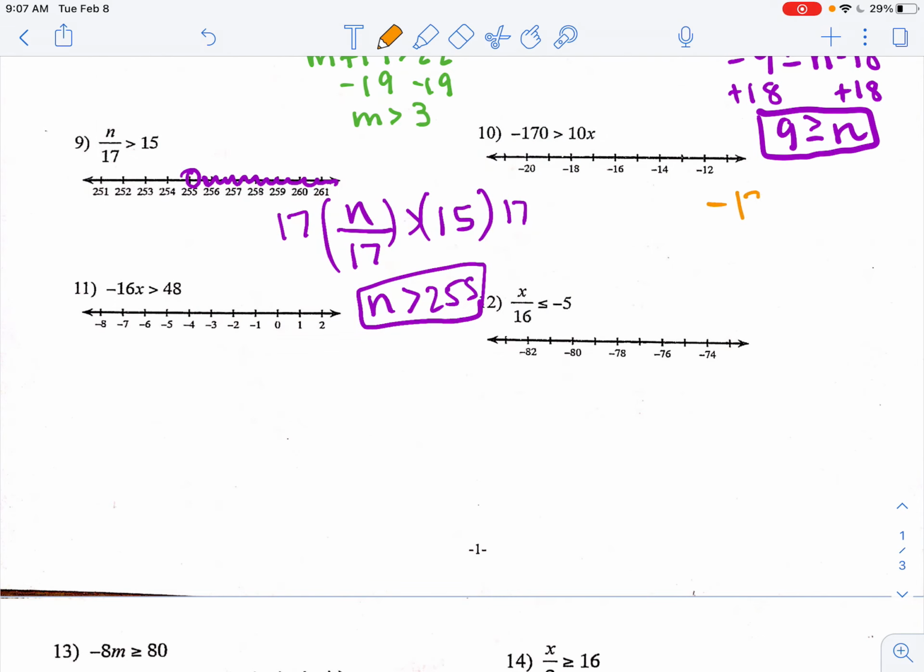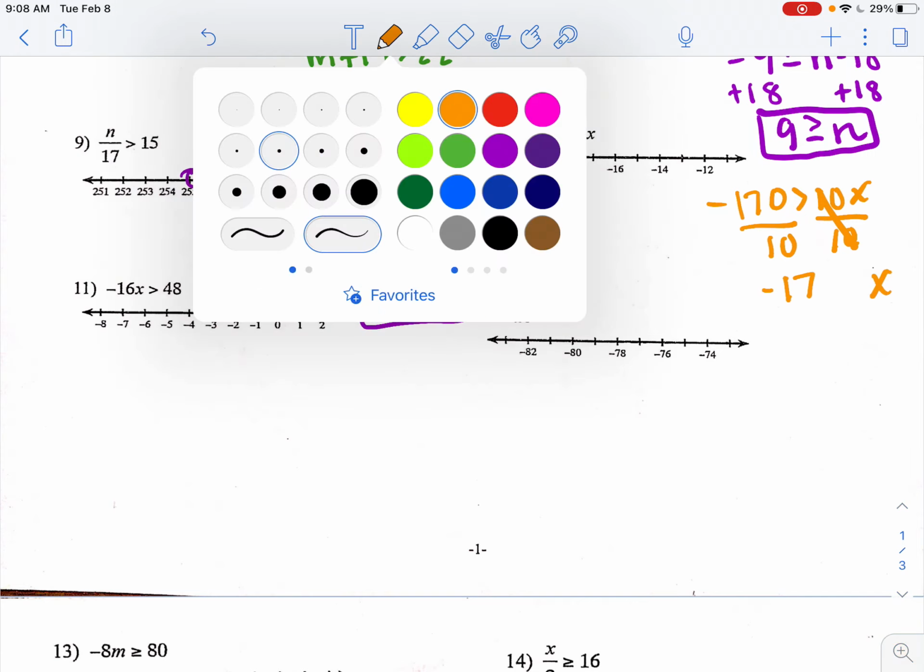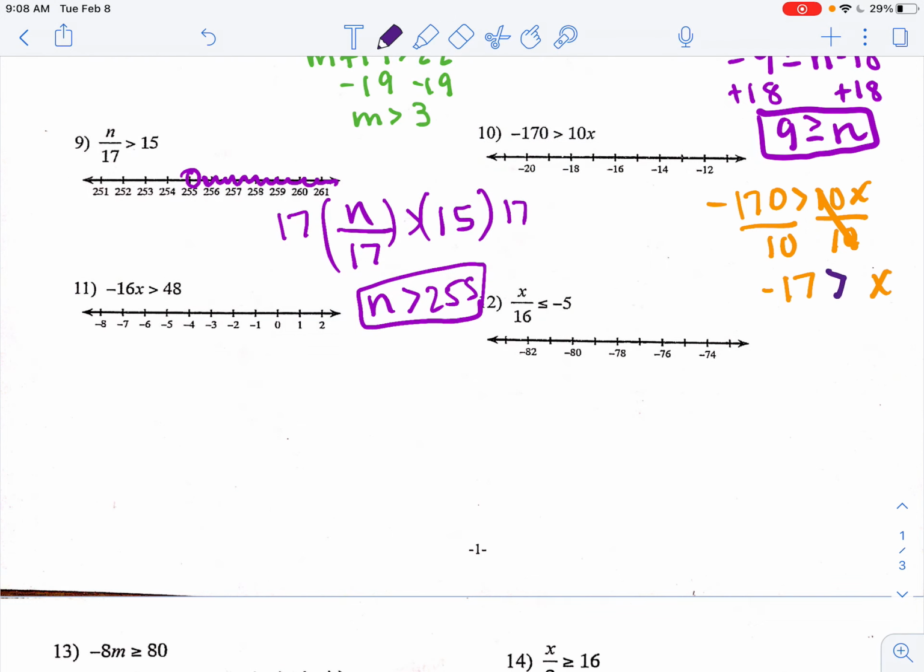Okay, number 10. Negative 170 is greater than 10x. Divide both sides by 10, because if 10x means multiplication, our job is to divide. And that's going to be a negative 17. And that's going to be x, and then do we have a sign switch? We do not have a sign switch because what we divided both sides by was positive 10. I know the 170 is negative, but I'm not dividing both sides by negative 170. I'm dividing both sides by positive 10. So there's no sign switch here.